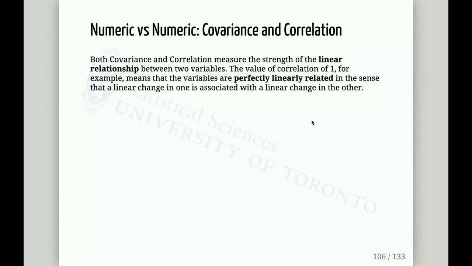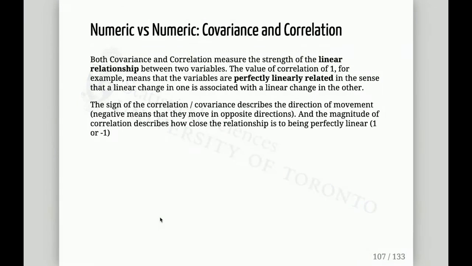So both covariance and correlation measure the strength of a linear relationship between two variables. We're not looking at quadratic relationships or any other relationships. We're looking at linear relationships. A correlation of 1, for example, would mean that the variables are perfectly linearly correlated, in the sense that a linear change in one is associated with a linear change in the other. The sign of the correlation or covariance describes the direction of the movement. Negative means that they move in opposite directions, and positive means that they move in the same direction. And the magnitude of correlation describes how strong that relationship is, in terms of how close it is to being perfectly linear.